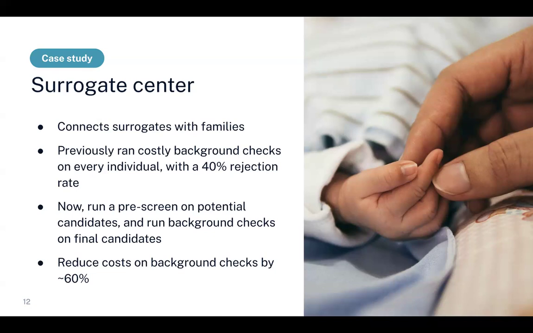So a lot of customers think about this as a waterfall approach. Basically, they run a pre-screen to make sure their potential surrogates are cleared to continue through the process, right? And then if selected later in the process, they can run that more extensive, comprehensive background check. But by implementing this waterfall strategy, family care teams were able to focus on the qualified surrogates and families without having those high costs up front, and they've seen a reduction in their cost of background checks by like 60%.